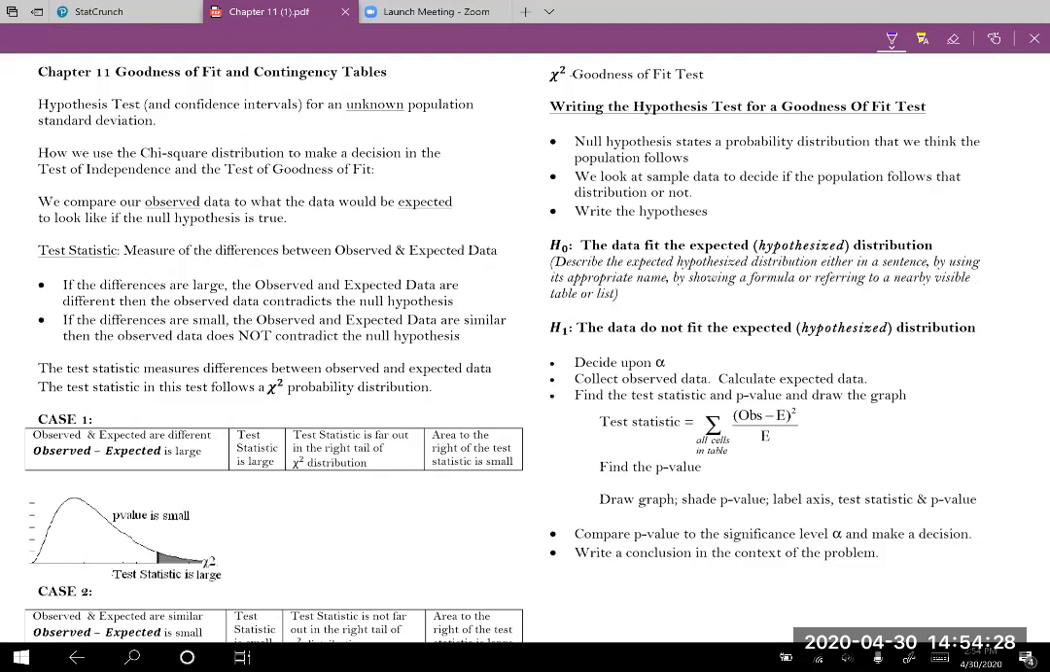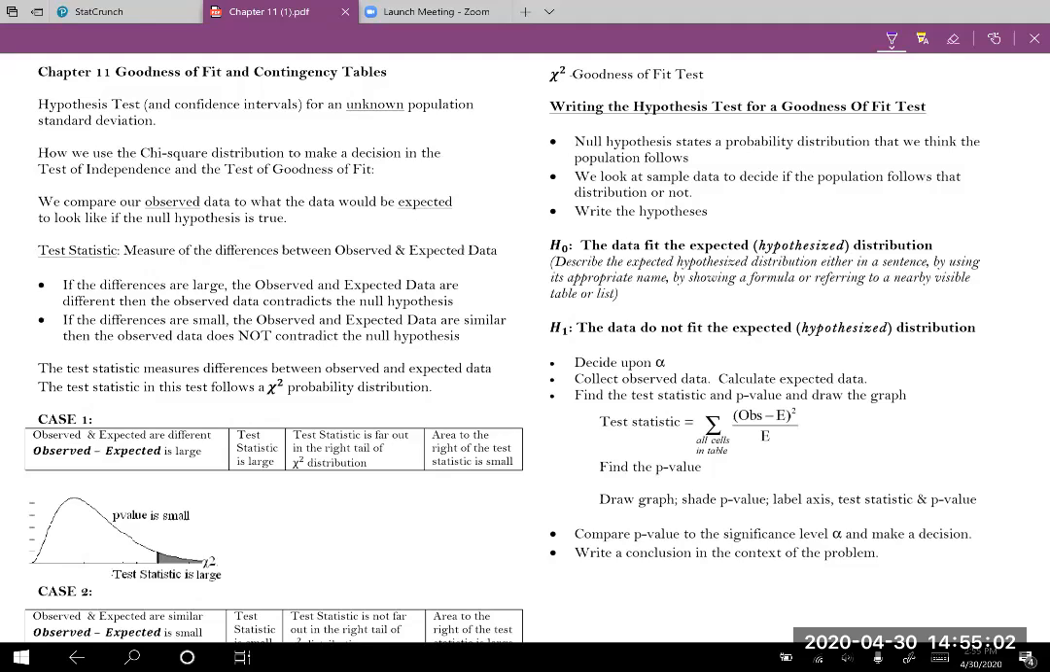We compare observed data to what the data would be expected to look like if the null hypothesis is true. The test statistic measures the difference between observed and expected data. If the differences are large, the observed and expected data are different, then the observed data contradicts the null hypothesis. If the differences are small, then the observed and expected data are similar, then the observed data does not contradict the null hypothesis. The test statistic measures the difference between observed and expected data, so we follow the chi-square distribution.